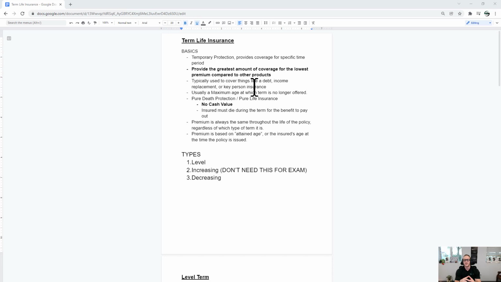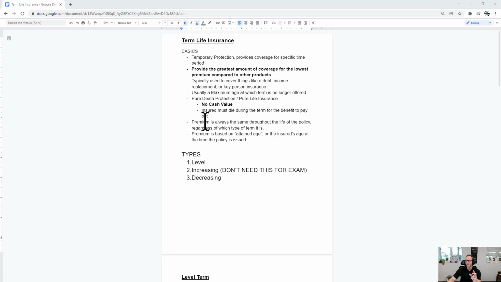Okay. So the insured must die during the term for the benefit to pay out, obviously. So if they have a 20-year term policy, and they live 21 years and then die, and the policy is not in force anymore, then obviously the term doesn't pay out. So they have to die within that time period.